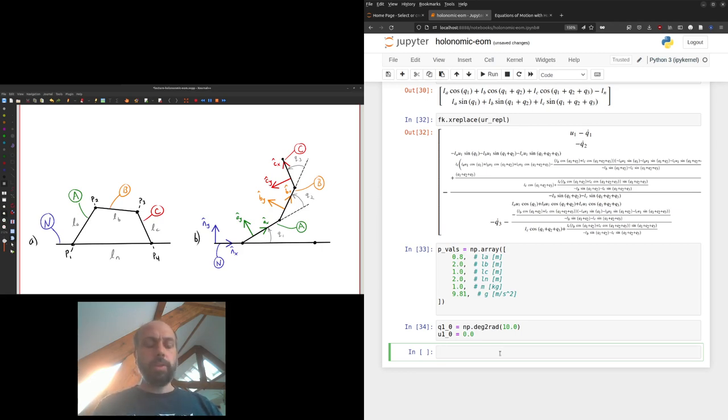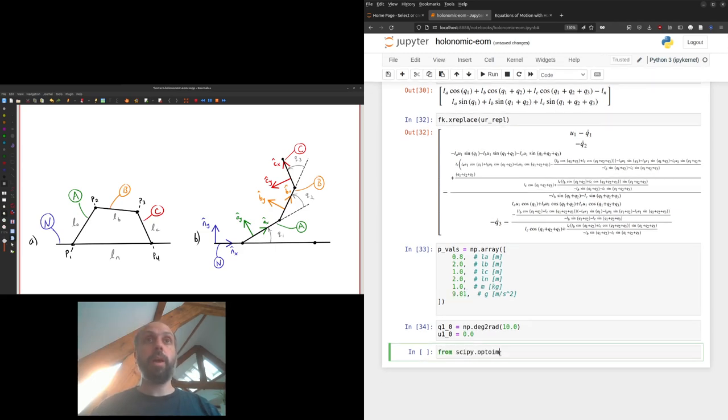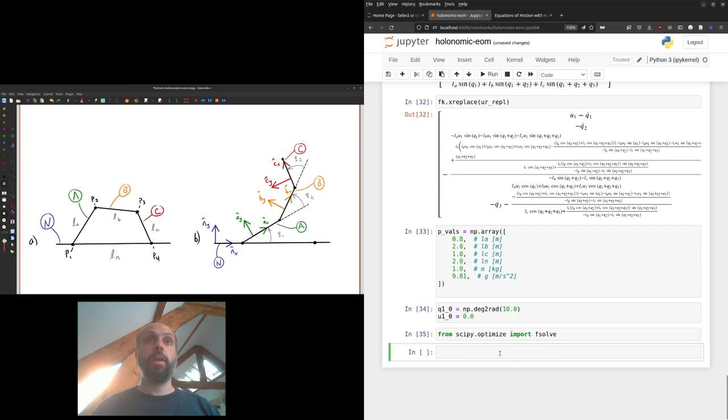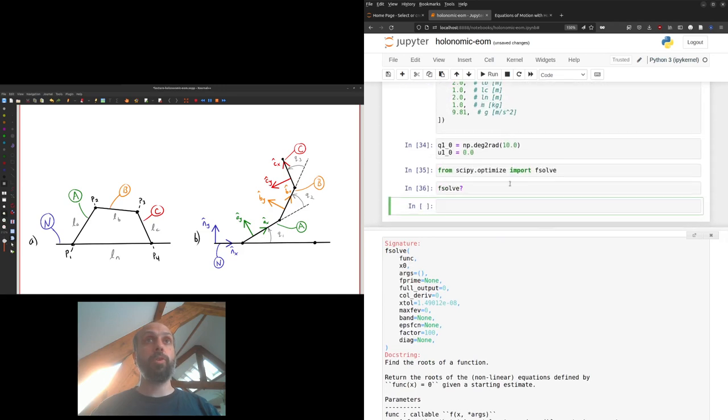So let's start with finding out what Q2 and Q3 are. We're going to need to do that for the initial conditions. And we're going to import from scipy.optimize, import fsolve. And fsolve is a function that will help us solve a set of nonlinear equations. And that's what our holonomic constraints are. So we know that we can solve for Q2 and Q3 given Q1.